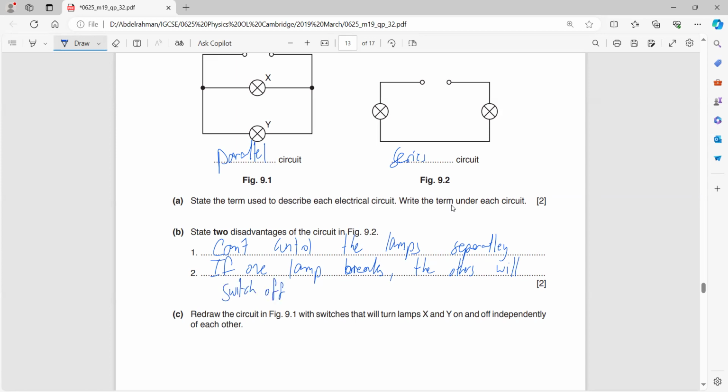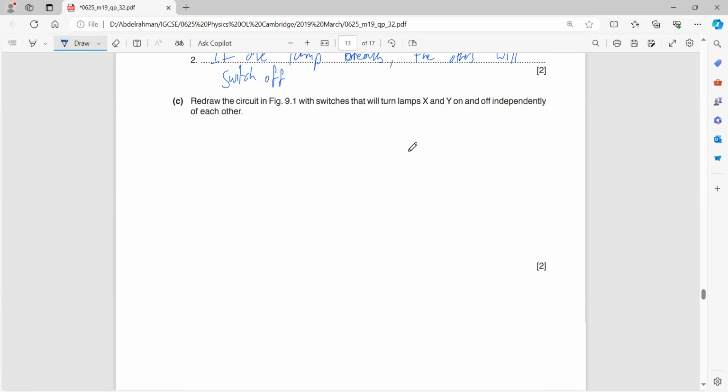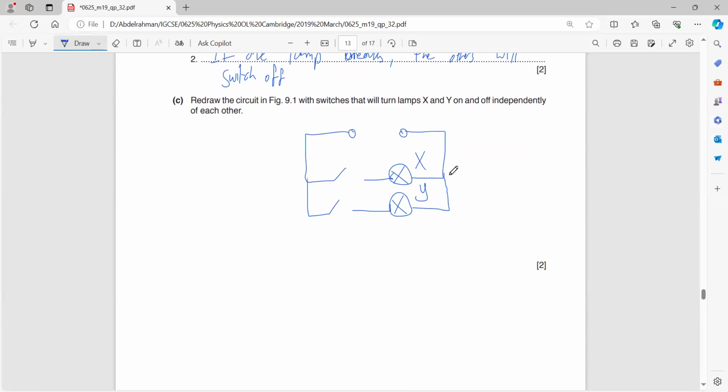Redraw the circuit in 9.1 with switches that will turn lamps X and Y on and off independently. We just need to add switches. We'll add switches to the parallel circuit, which is quite easy. Have the power source, and then I'll add a switch to lamp X, and then another switch to lamp Y. That's it. Very simple.